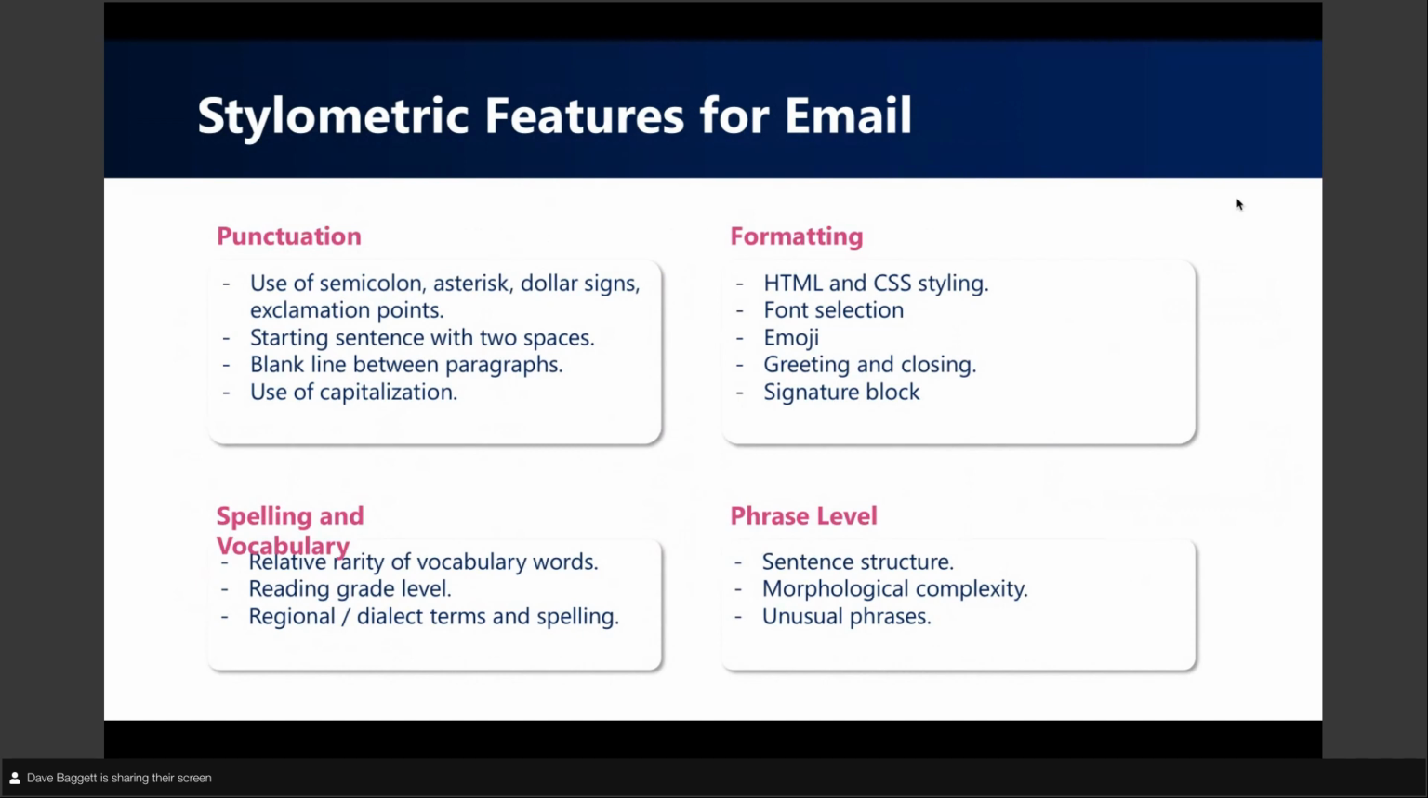Formatting and things like that: what mail client did they use and how did they format it? Signature and closing, obviously those are things that people often use. Sometimes people will have an image signature block. All of those things can be indicative of the sender. And then finally, even things that are called natural language processing, like the sentence structure, morphological complexity, that refers to the complexity of the individual words, how many parts of the words are there, and then uses of unusual phrases.